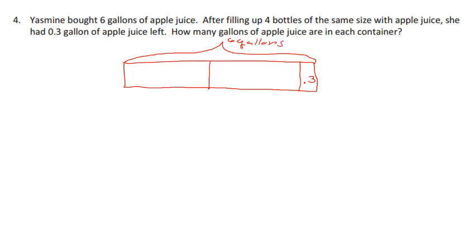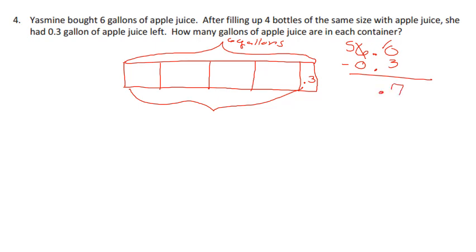And I know that it says she put it into 4 bottles. Okay, so I know 6 gallons minus 3 tenths of a gallon will tell me how much were in these 4 bottles. So let's regroup. 10 minus 3 is 7. 5 minus 0 is 5. So I know this total here is 5.7 gallons. So now we're going to split it up evenly between 4 bottles. So that's going to be 5.7 divided by 4.